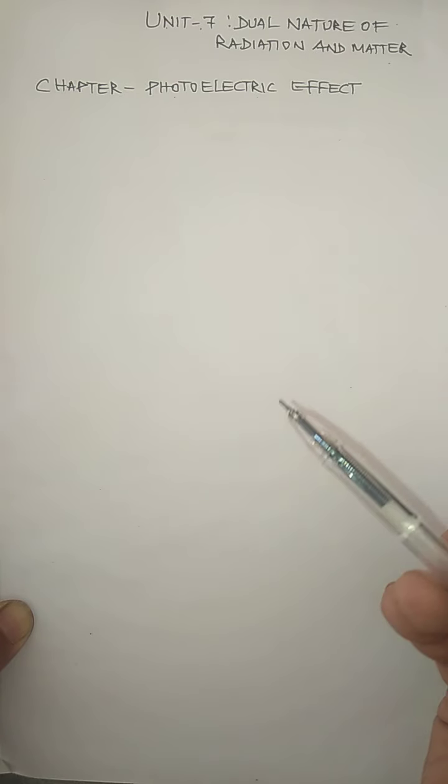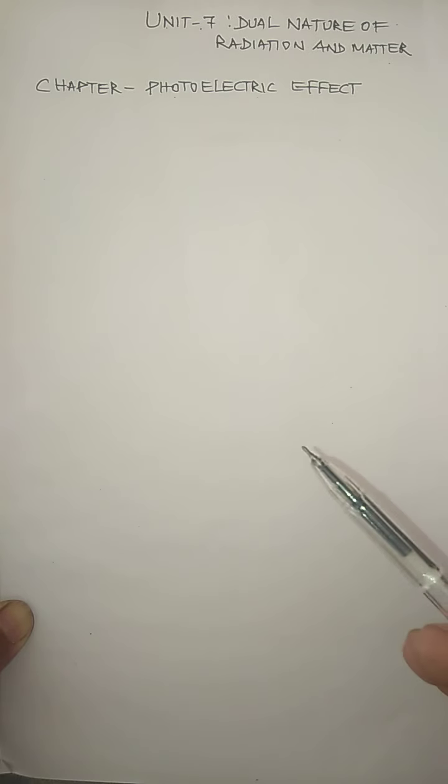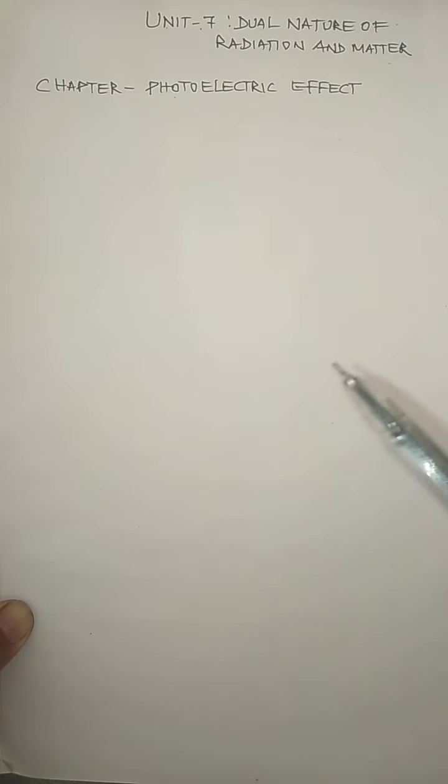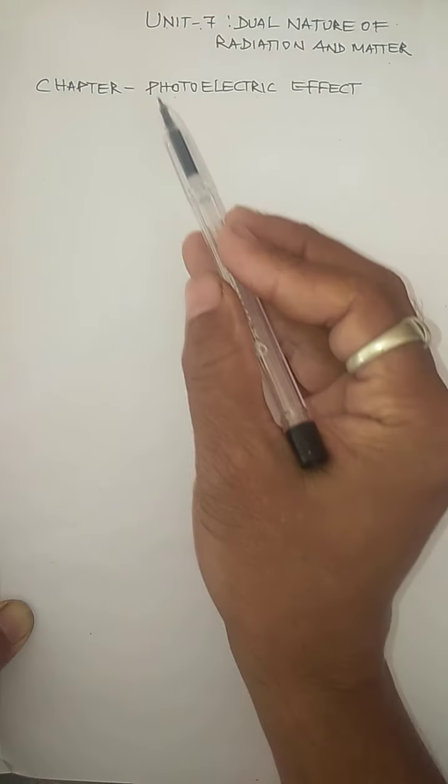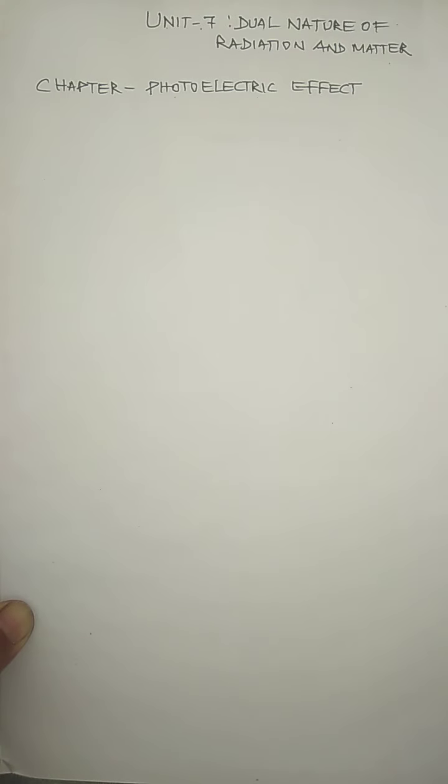Now this concept was put forward by a number of scientists, but at last the only scientist who gave the complete explanation of this particular phenomenon called photoelectric effect was Albert Einstein. And he was the person who got the Nobel Prize by explaining this particular phenomenon, that is called photoelectric effect.